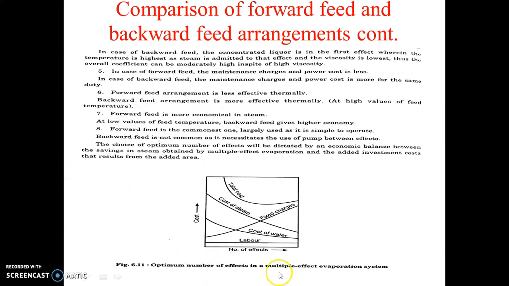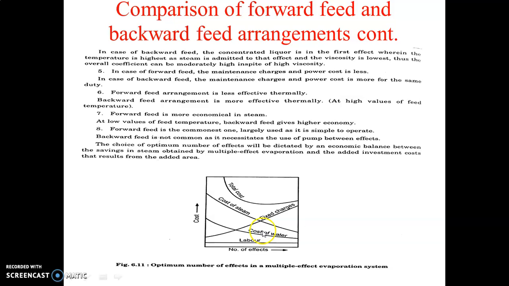So this is the optimum number of effects in a multiple effect evaporation system. That means how to decide the optimum number of effects. In simple words, how many evaporators you can connect in series for your given system. That will be decided by this graph. On the x-axis the number of effects is plotted and on the y-axis cost is plotted. And there are different curves.